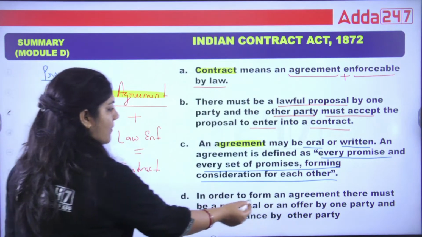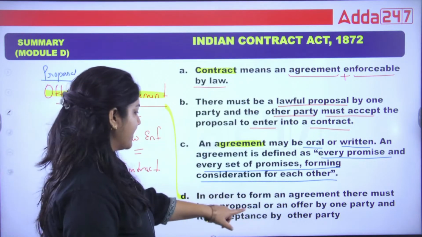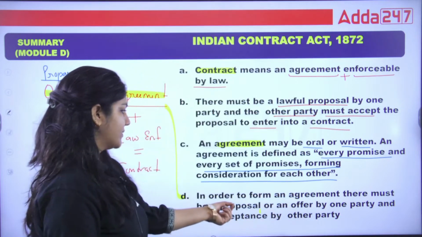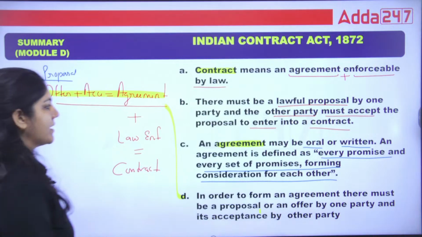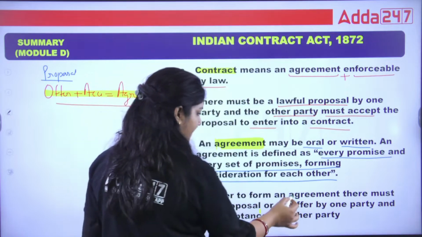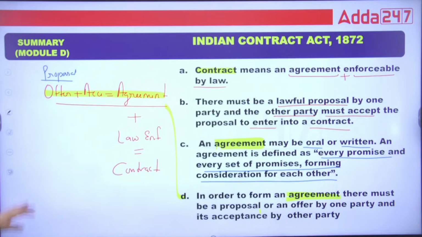In order to form an agreement, this is your definition. There must be a proposal, an offer by one party, and acceptance by another party. So this is the formula of what? Agreement. This is the definition given in the Indian Contract Act, and this is your formula of agreement.